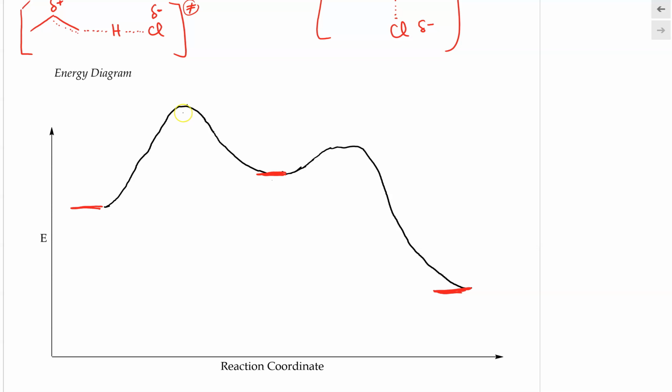In this case, this would be the first activation energy, EA1. And this would be the activation energy for the second step, EA2. This would be the intermediate. And now let's draw the structures in. The reactant would have the following structure. So we're going to put them in.